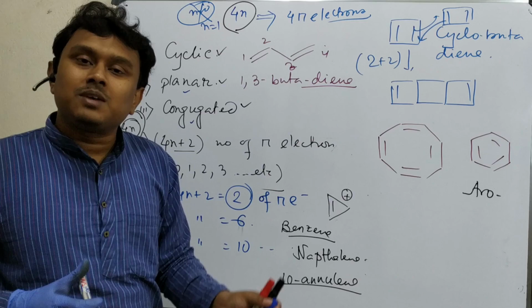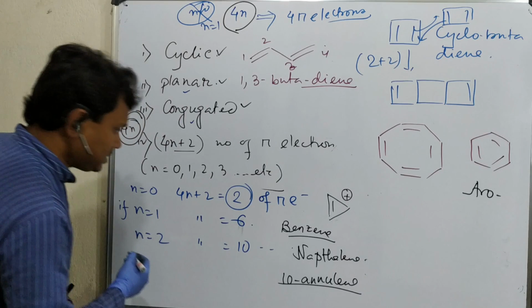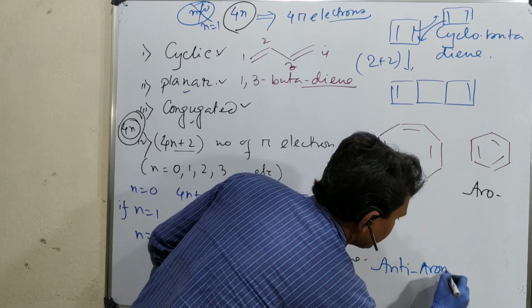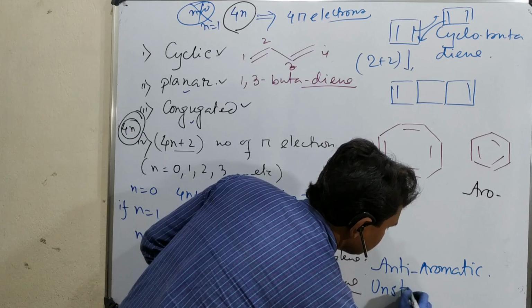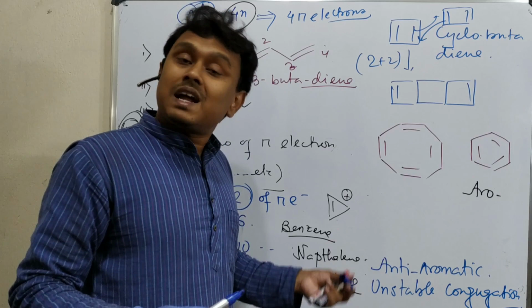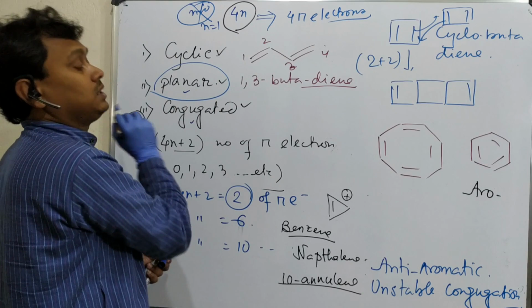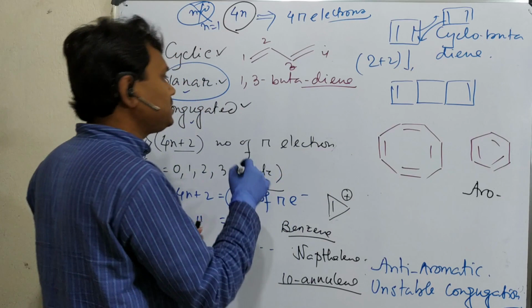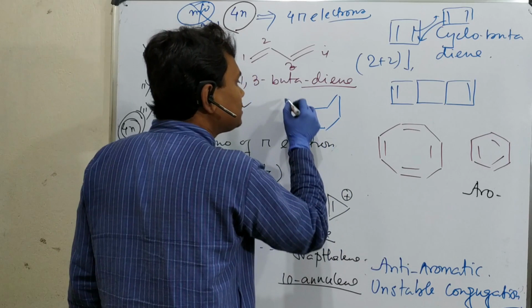So it is better to say, if you keep it in mind, anti-aromatic, unstable conjugation. It's my word. So this conjugation results in instability. That's what happens in the case of anti-aromaticity. That's why it doesn't form a planar structure. In a 2D drawing you think it's planar, but in reality it is not planar. It remains in a boat form, a boat or tub, whatever you say.